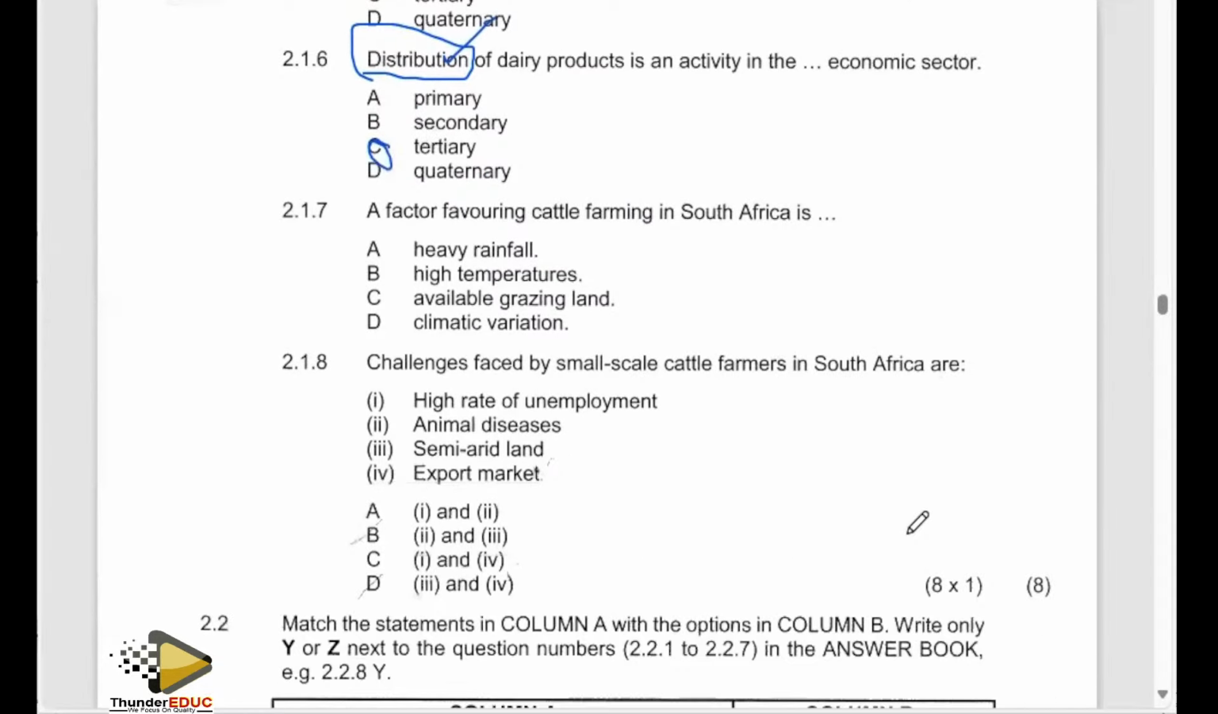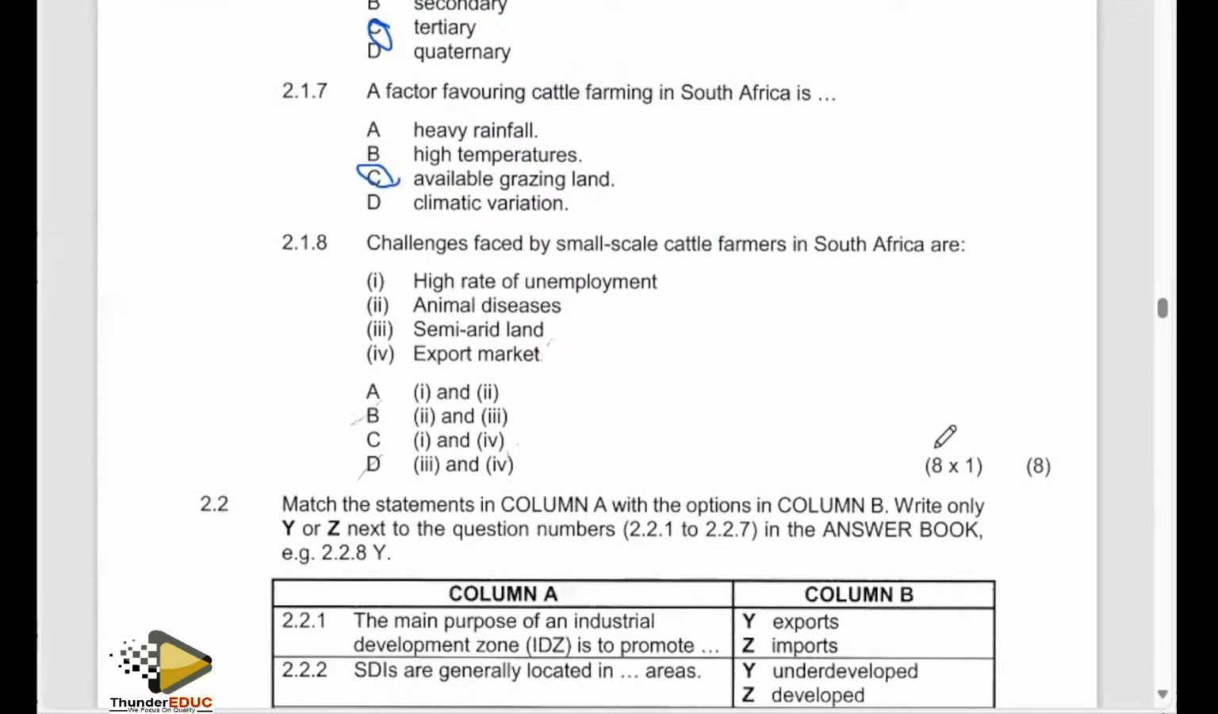That one is a tertiary, it's a service. Right. 2.1.7, a factor favoring cattle farming in South Africa is Dash. Which one is more prominent? Favoring cattle farming. Heavy rainfall, high temperatures, availability of grazing land, and climatic variation. The correct response there is C, which is availability of grazing lands.